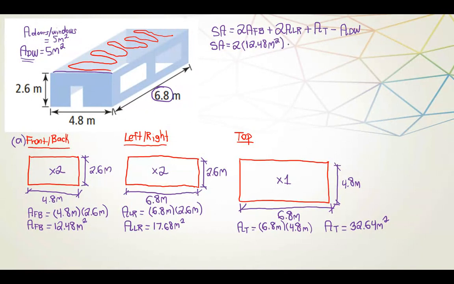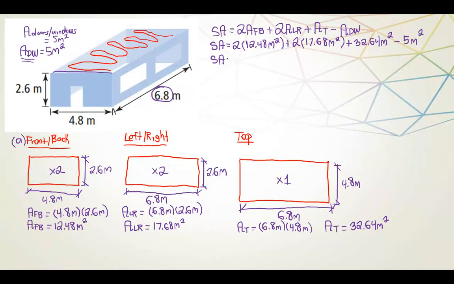Okay, so the surface area is 2 multiplied by 12.48 meters squared, plus 2 times area LR, 17.68 square meters, and then plus area of the top, which is, oh, we forgot to calculate it. Oh, no, it's here. Yeah, 32.64. And then subtract the area of the windows and the doors, which is 5 square meters.